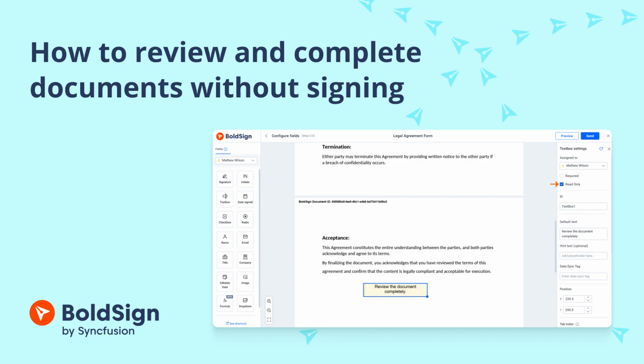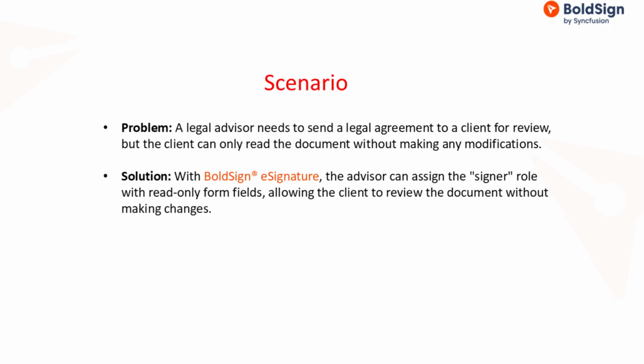streamlining the approval process. Imagine a scenario where a legal advisor needs to send a legal agreement to a client for review. The client only needs to read the document without making changes or providing information. In BoldSign, adding a reviewer requires at least one signer. Since only one recipient should be a reviewer, they can be assigned as a signer, with form fields set to read only. This allows the client to access and review the document without making any changes.